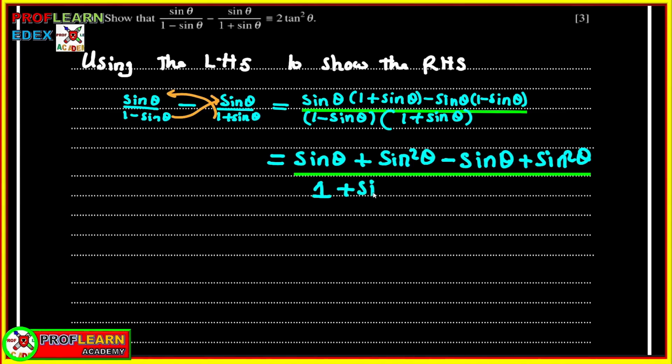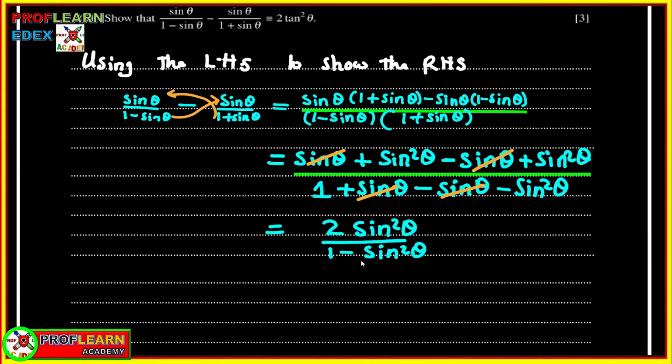This is going to be, this part will cancel out, and also this and this will cancel out. We end up remaining with 2 sine squared theta over 1 minus sine squared theta. So having this part, we remember that cos squared theta plus sine squared theta is equal to 1. Then we can say cos squared theta is 1 minus sine squared theta.